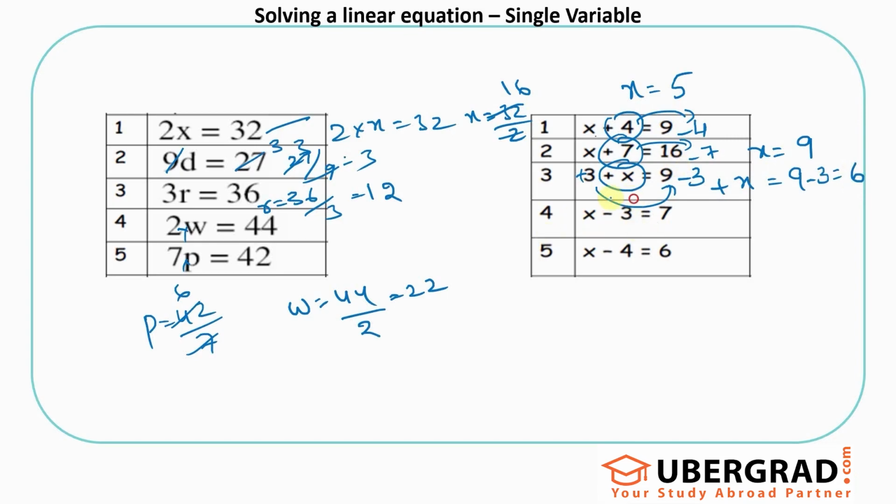x minus 3, I'll send minus 3 to this side, it will become plus 3. So x is equal to 10. And x minus 4, so let me send minus 4 to this side. That will give me x is equal to 6 plus 4, that's also 10.